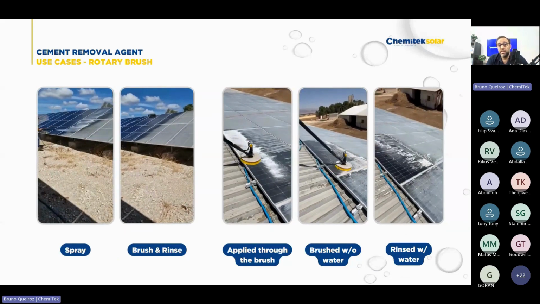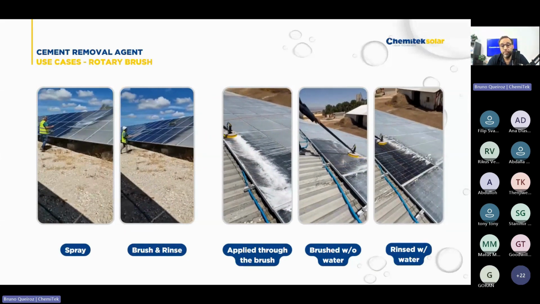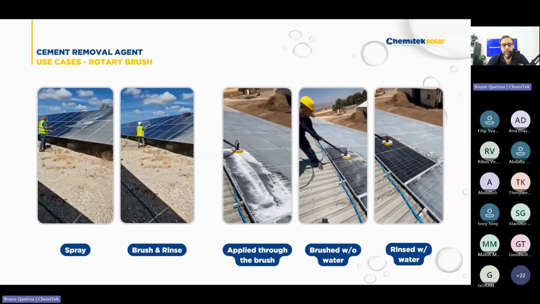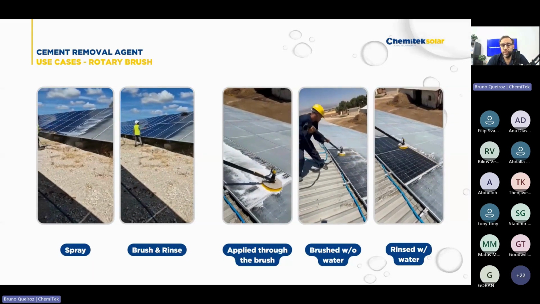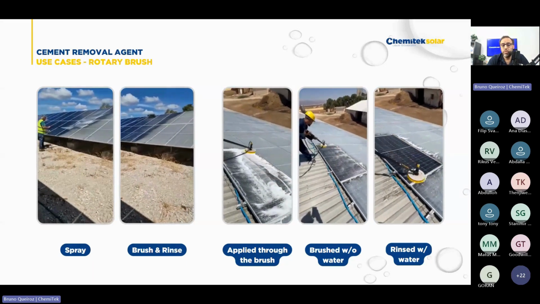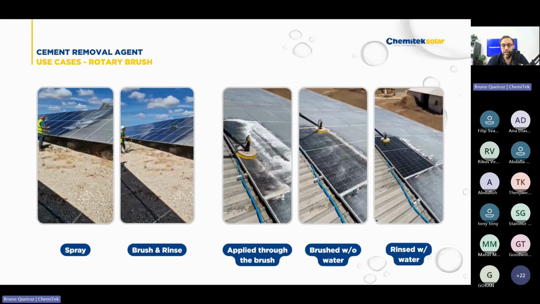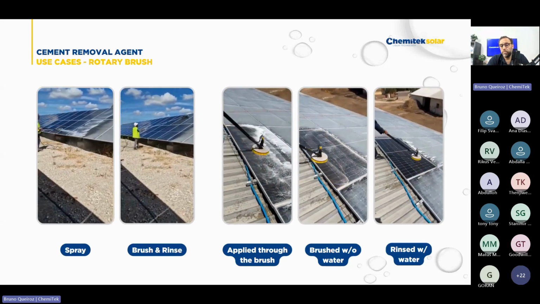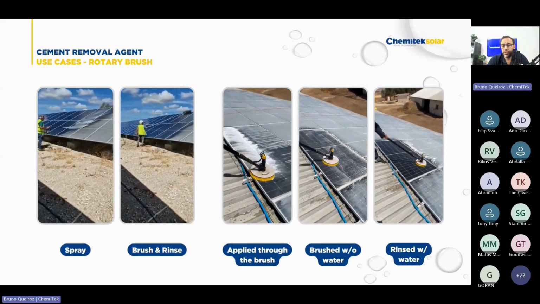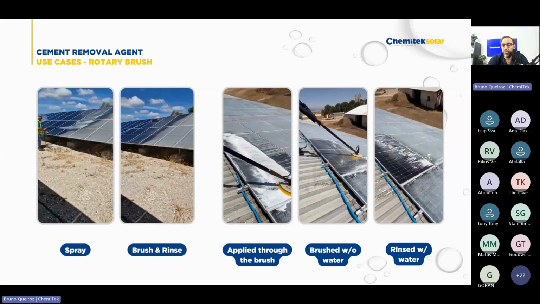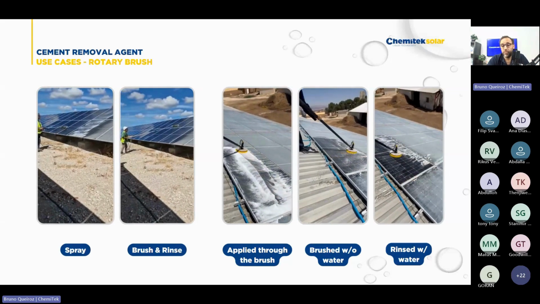On the cement removal agent, once again, two options. You pre-spray and then you come with the brush, and you either do dry brushing or you immediately do the brush and rinsing step, or you apply it through the brush, mix in the cleaning water, and you are brushing and applying the product at the same time, as you can see on the right.